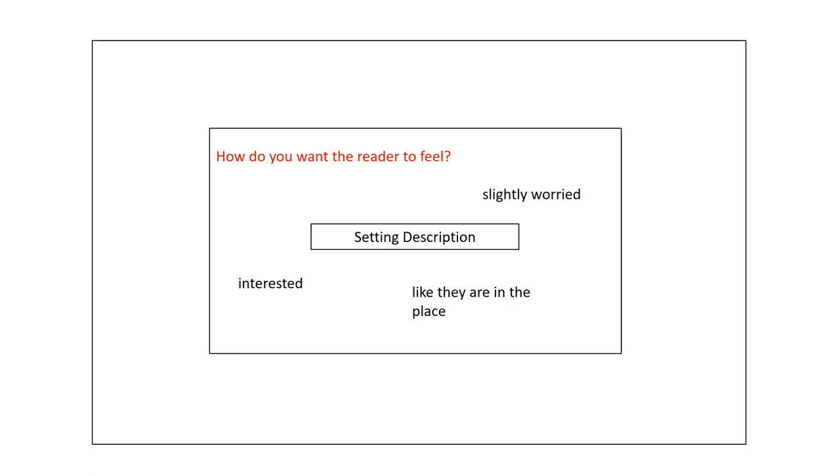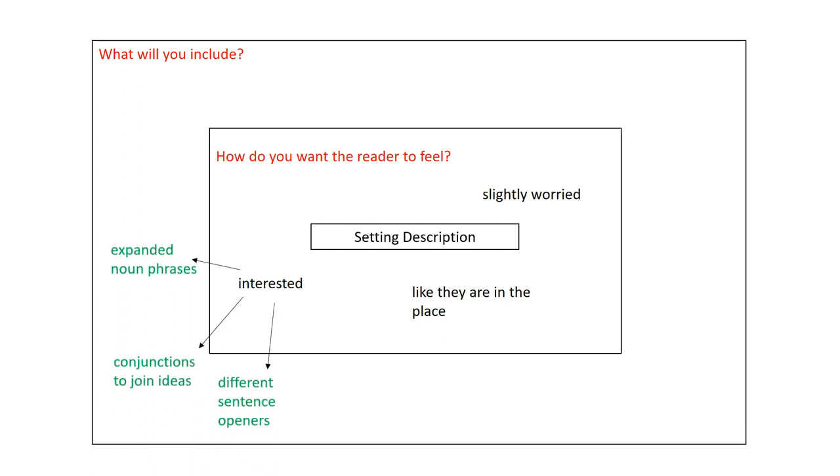Right, now what you're going to include in your writing to achieve the feeling of the reader. So to help the readers feel interested, you can have your expanded noun phrases to describe everything around you. You can use the conjunctions to join your ideas. You can have the because sentences, your so, your but, and of course, and. And also, you want to use different sentence openers, so it wouldn't be boring if we had the same one every time.